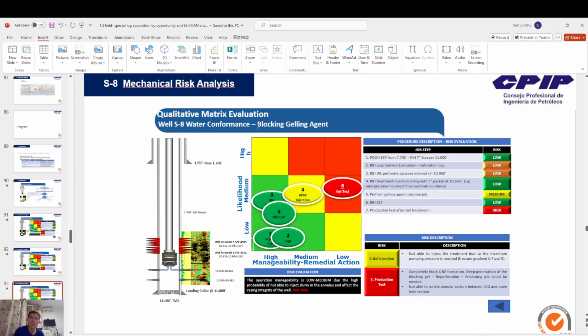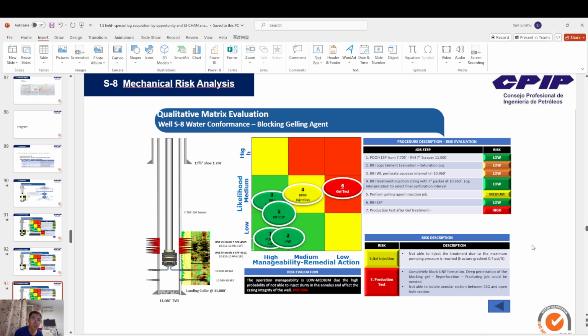This is the blocking gel agent risk analysis. Perform gel agent injection job, medium risk. Production test of the gel treatment, high risk. Gel injection, the risk is not being able to inject the treatment due to the maximum pumping pressure being reached. Fracture gradient 0.7 psi per feet.